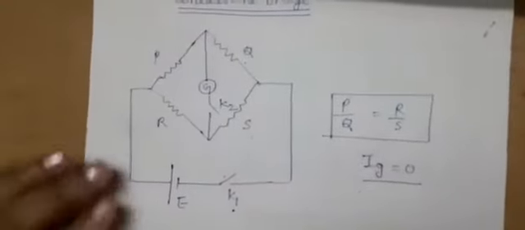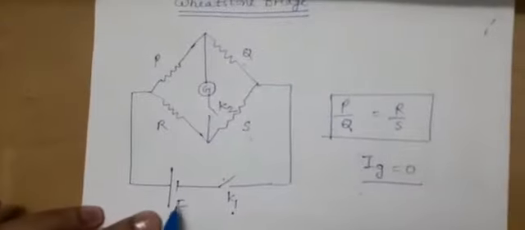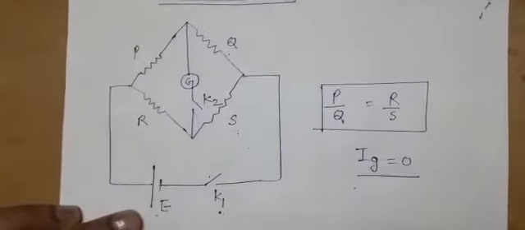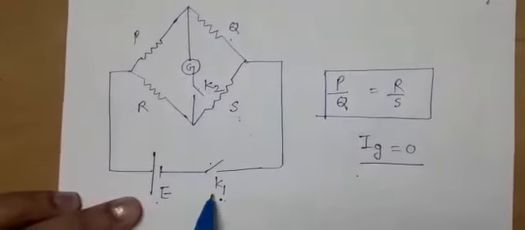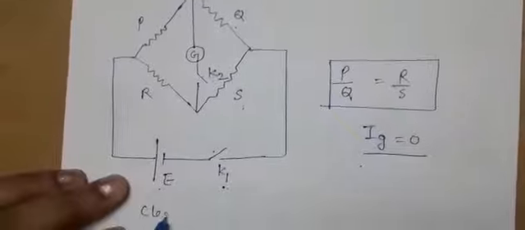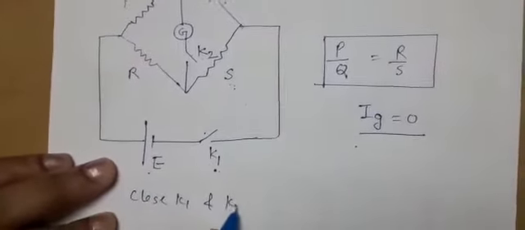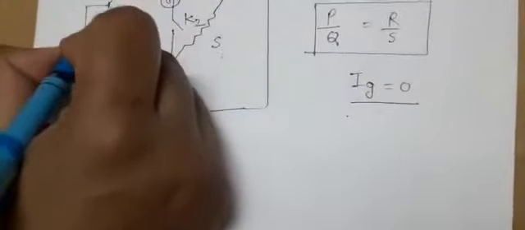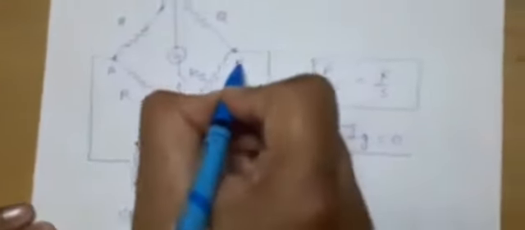So I have shown you the components: cell, battery, this is E, and the key we have connected here. This is the galvanometer we have connected. Now what will happen when we close keys K1 and K2? Current will start flowing in the circuit. Now this is terminal A and this is terminal B.